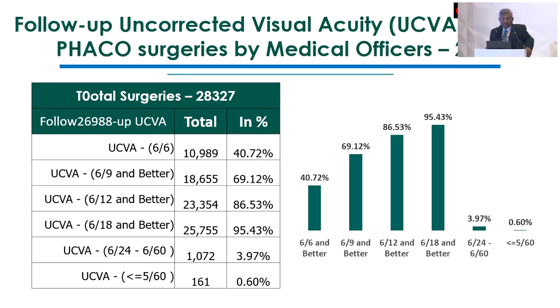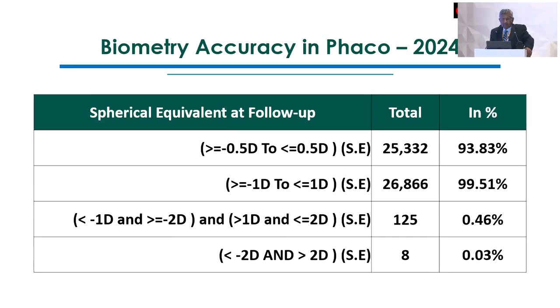And again, we track the follow-up uncorrected visual acuity, as he said. So the first bar is uncorrected vision of 6/6. The second bar is the patients who had a 6/9 and 6/6. The third bar is 6/12, 6/9, 6/6. And 6/18 means all those who had 6/18 and better. So these are all uncorrected vision. And we have set a goal that at least 6/18 or better should be 95% in phaco and 85% in manual small incision surgery. And again, for this to work, we also should have an accurate biometry.